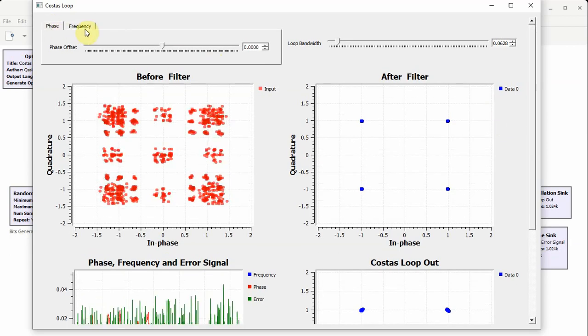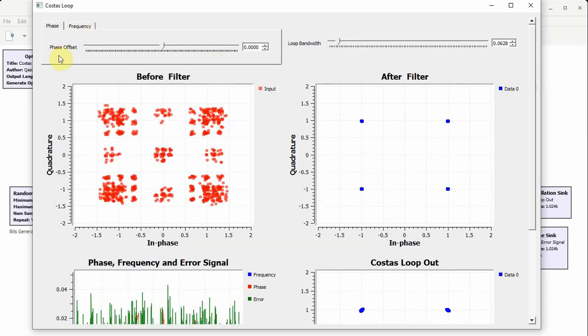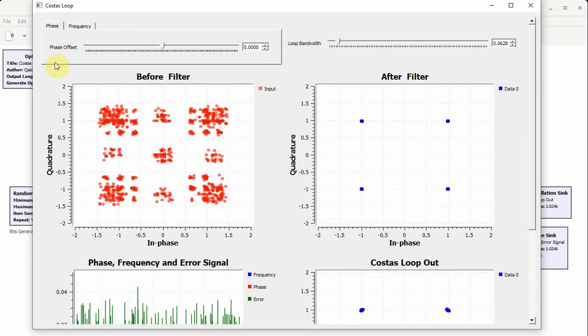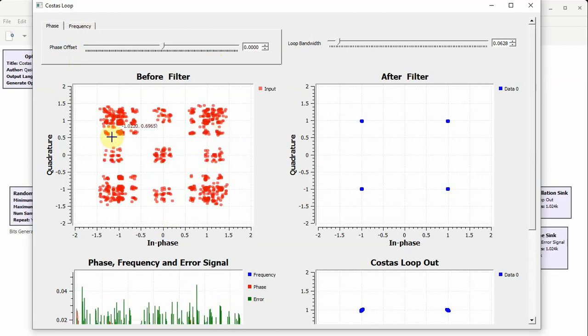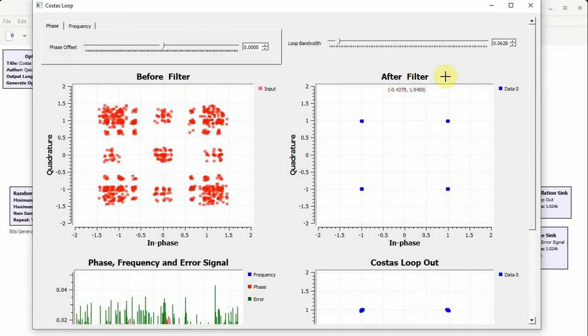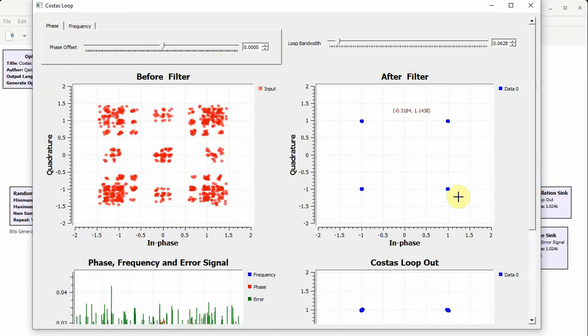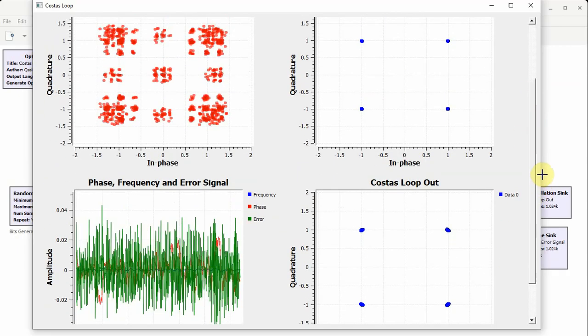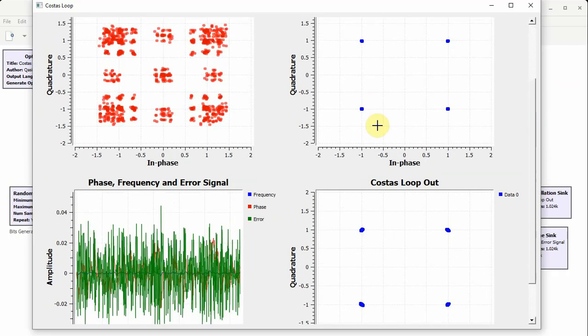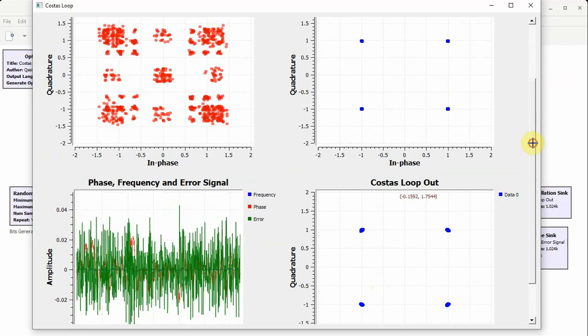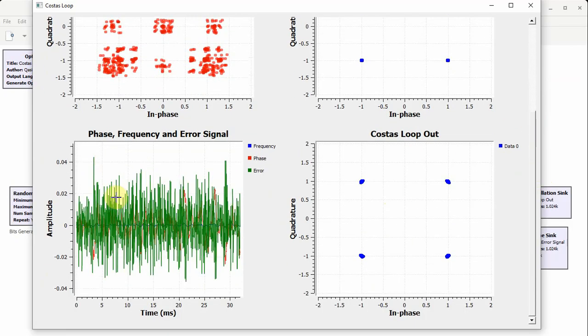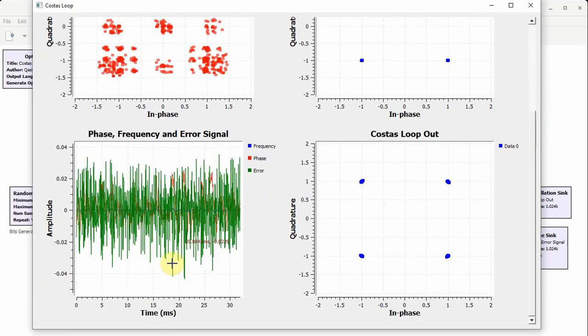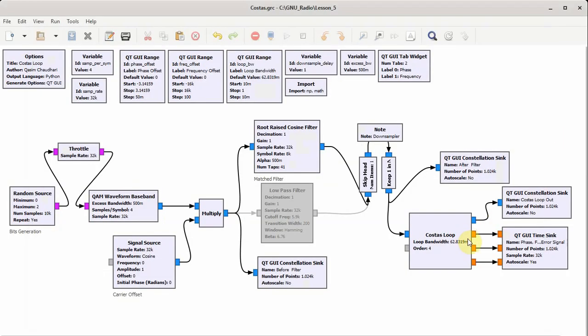This is the tab between phase and frequency, and right now we'll focus on the phase offset. So this is the input to the filter. After filtering and downsampling, we have a perfect constellation, and the Costas loop output is similar to what it should have been. These are the frequency, phase, and the error signal. These are all outputs of the Costas loop block for monitoring.